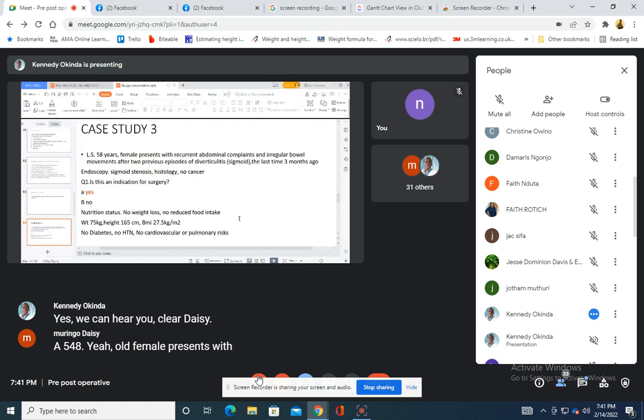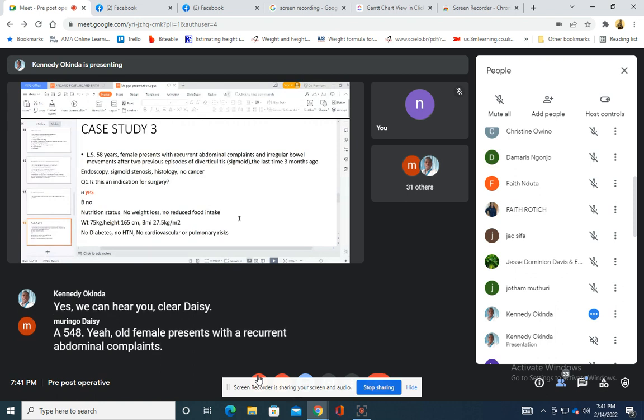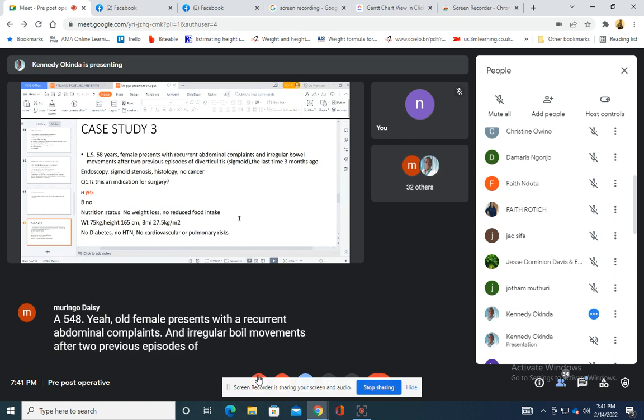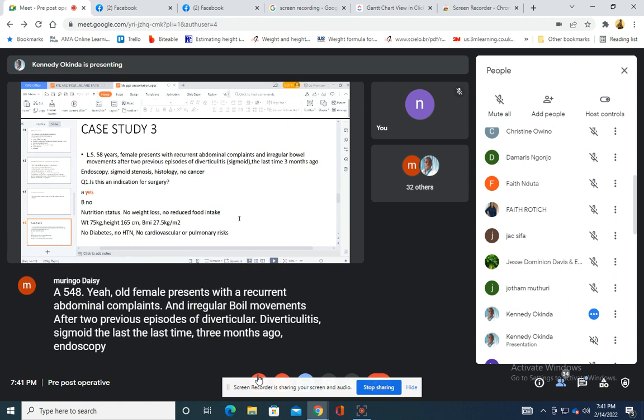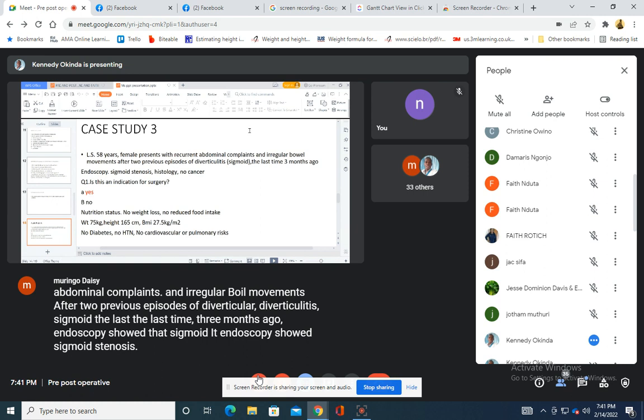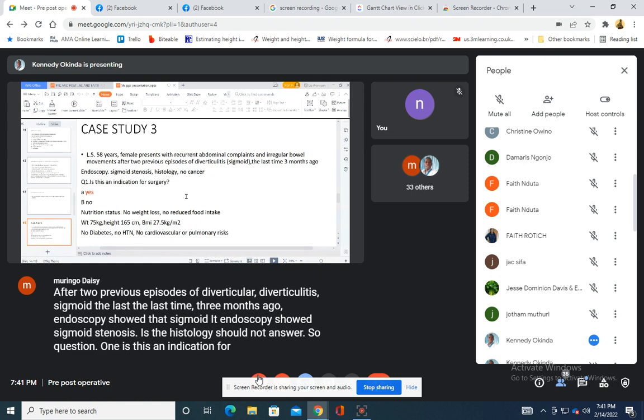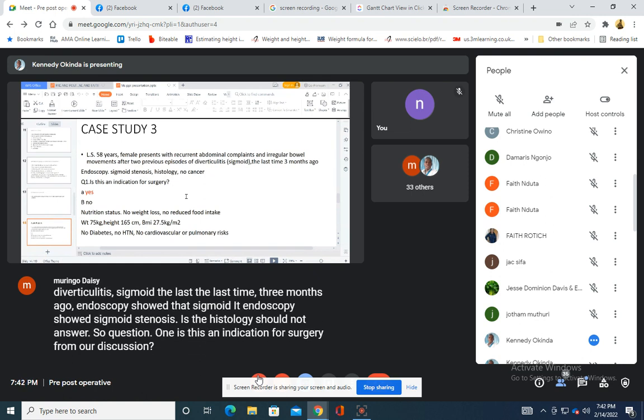A 58-year-old female presents with recurrent abdominal complaints and irregular bowel movements after 2 previous episodes of sigmoid diverticulitis. The last time, 3 months ago, endoscopy showed sigmoid stenosis. The histology showed no cancer. So question 1 is: is there an indication for surgery? From our discussion, we said yes.